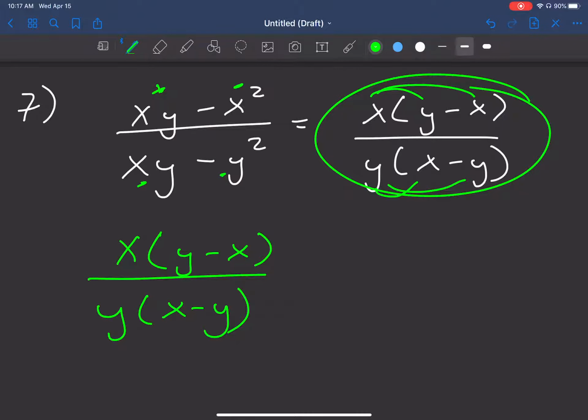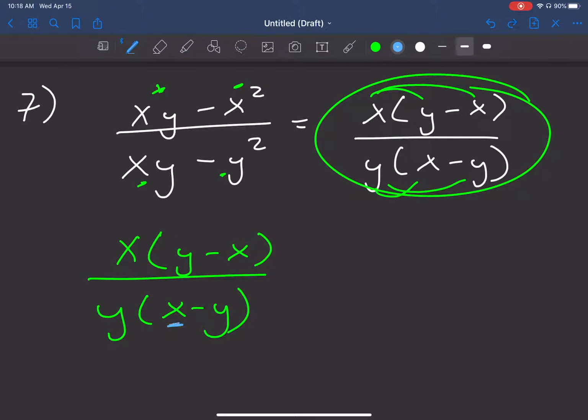Now I know a lot of people are saying, well, wait, can we just cancel this and this? And the answer is not yet. We want to. That would be really helpful. But we can't do it just yet because it's not the same thing. It's kind of the same thing, but not. So what we need to do is get it so we have the x positive and the y negative, right?